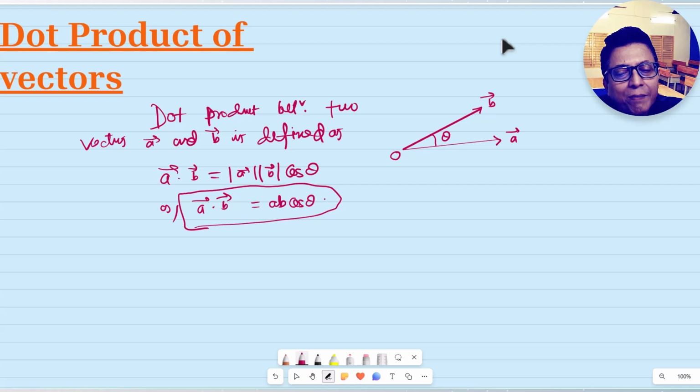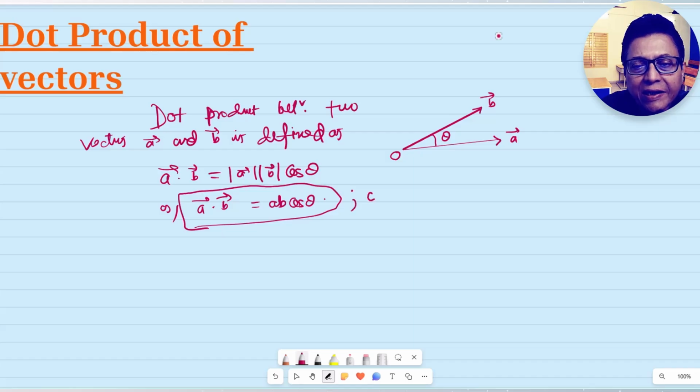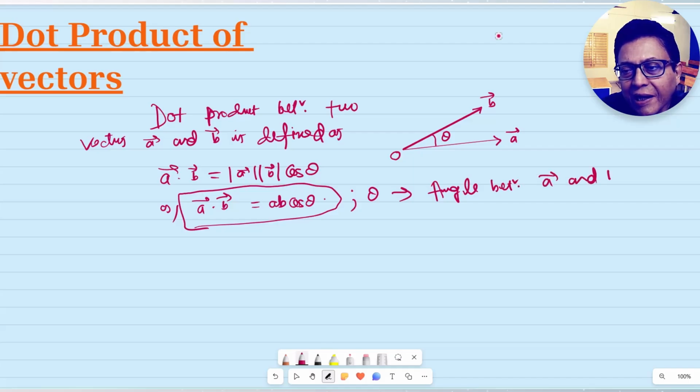So, a vector without an arrow means the modulus. We need not write mod A and mod B, we can write simply A and B cos theta over there. Here, theta is the angle between A and B. Okay? And this dot product of two vectors is a scalar quantity.